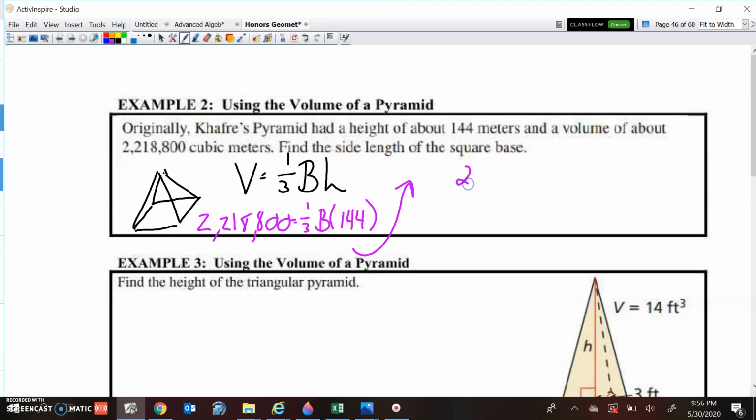So that means now I have 2,218,800 equals 48 times the area of the base. So I'm going to divide both sides by 48 now.